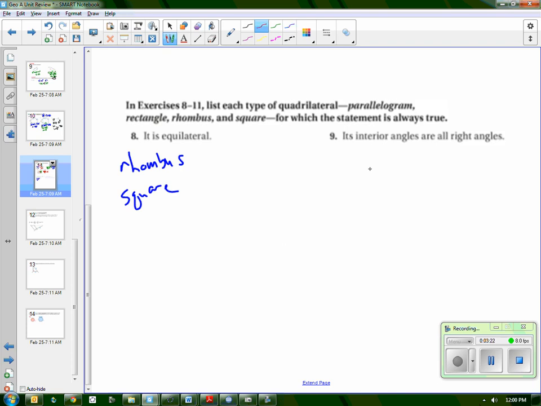Let's see. Interior angles are all right angles. All parallelograms, no. Rhombus, no. That is true for a rectangle, and that is also true for our lovely friend, the square. That's it for Unit 2.